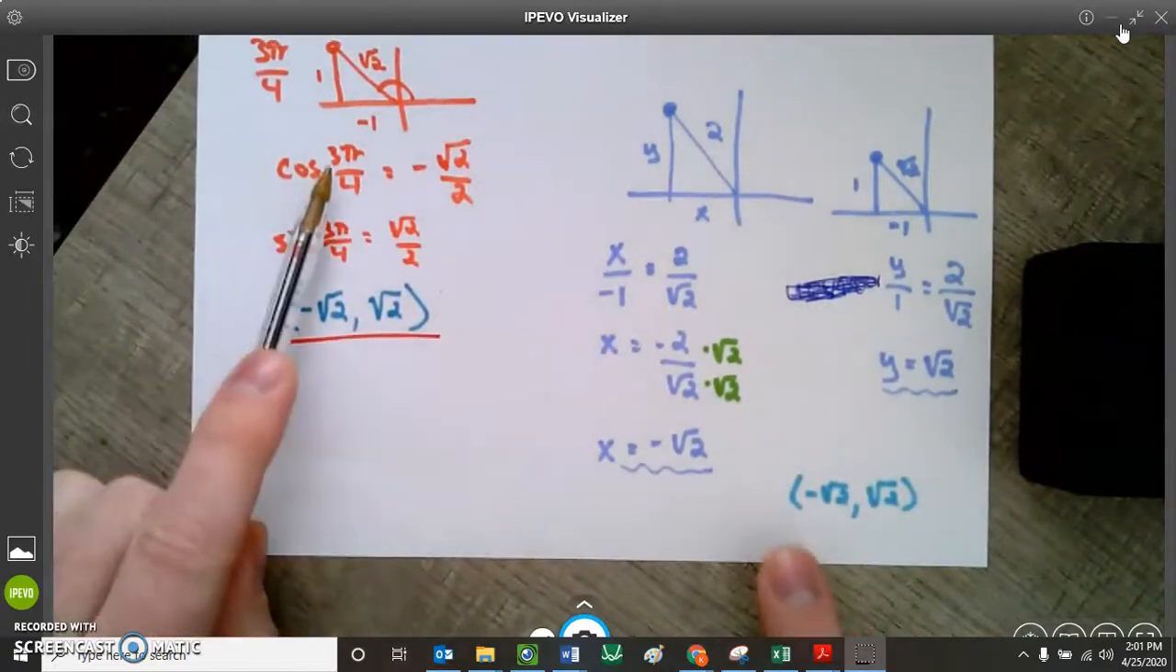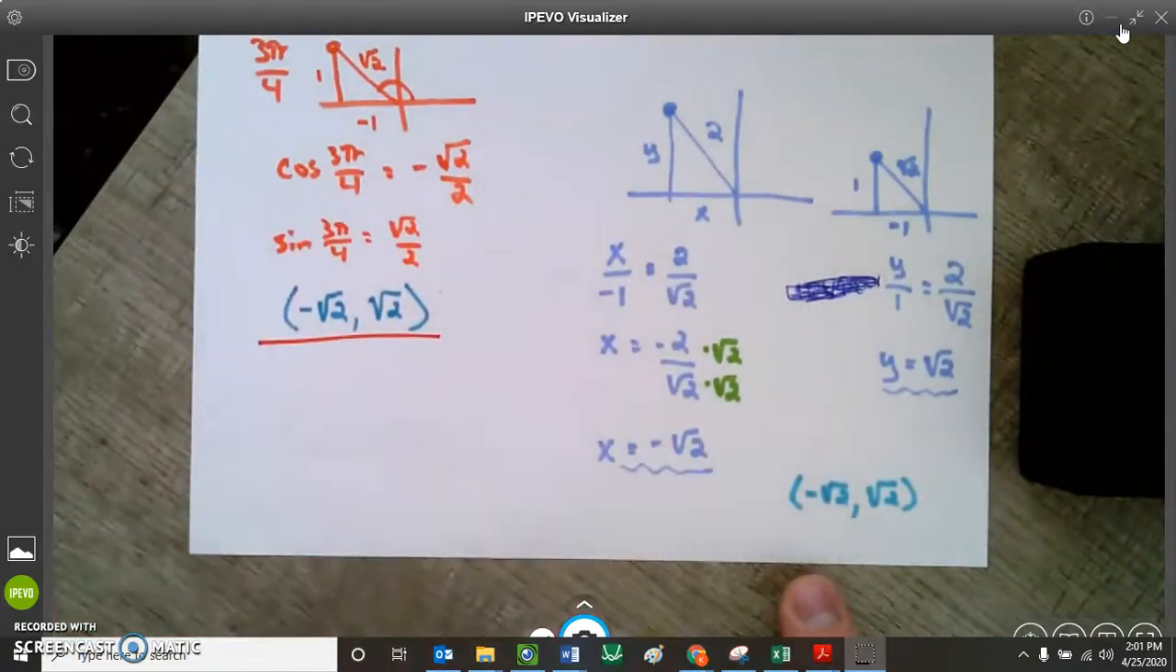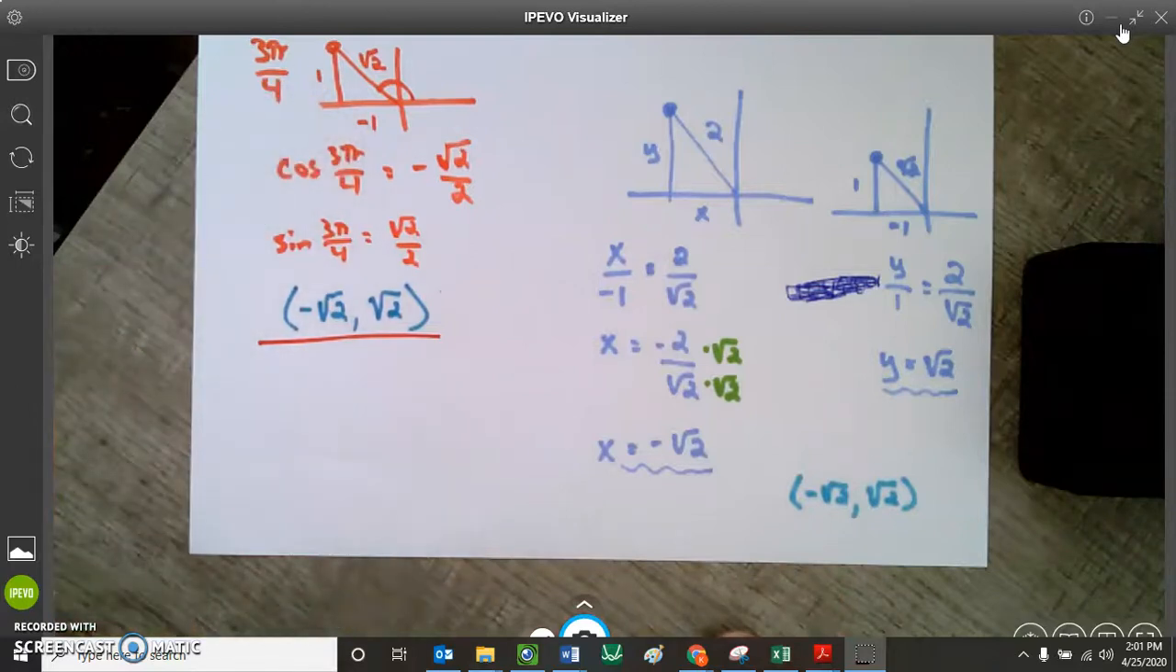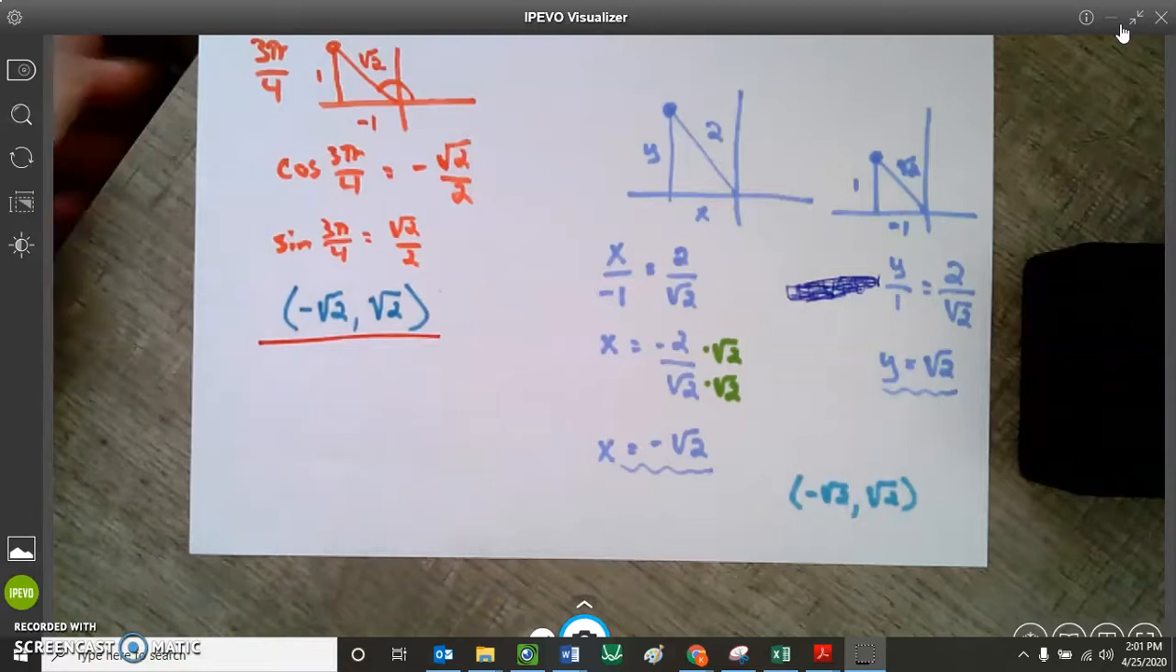Okay, so one is using trig, one's using similar triangles. Both of them kind of require you to remember our 1, 1, root 2 stuff. So that's what we're looking at. There's that first one, okay?